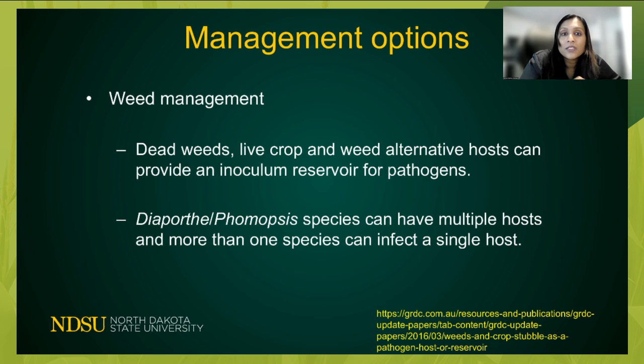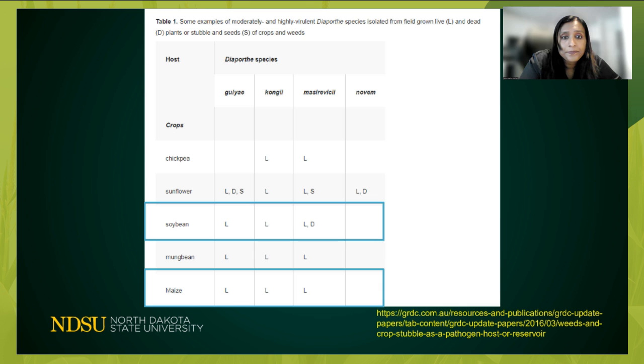Sometimes we see volunteer plants in a soybean field. Perhaps you have corn as the previous crop, and that just decided to show up in your soybean field. And corn is also a good volunteer host for these Diaporthe species. The weeds can also be an alternative host where they can sporulate the fungus and allow it to land on soybean. And weeds can also have multiple species of Diaporthe present on them.